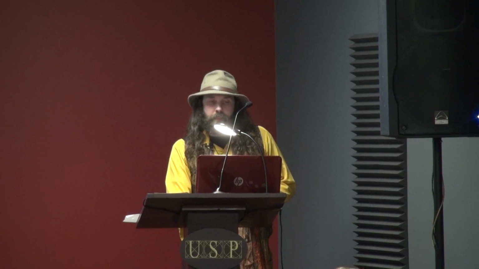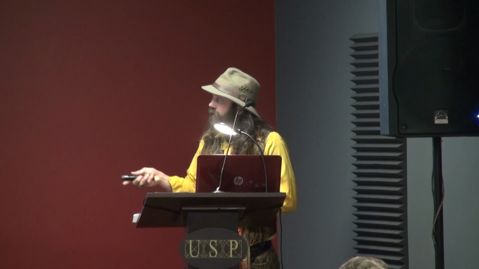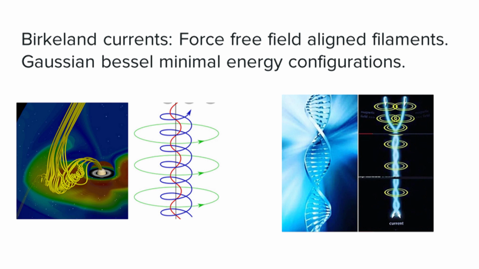So basically the gist of that is a Birkeland current is a force-free field-aligned filament. That's the name of it. And it's also a Gaussian Bessel minimal energy configuration, or Gaussian Bessel filament, if you want to look this stuff up and get deeper into some of the research. And like you see here, yes, there are ropes that come off of Saturn, and that dust hits us, and everything has tailspin. And all of these currents are moving around, and that's why we're in Mercury retrograde, and that stuff happens.